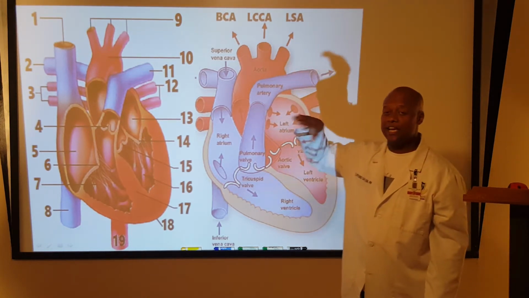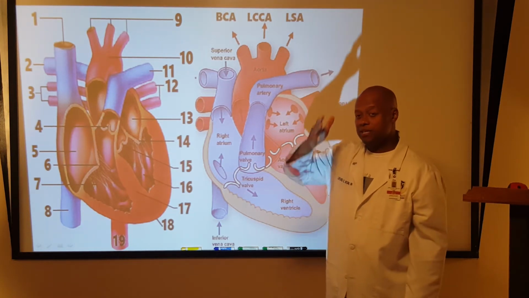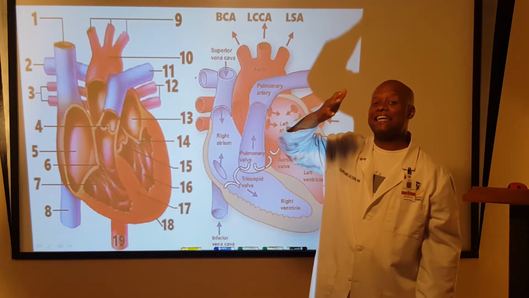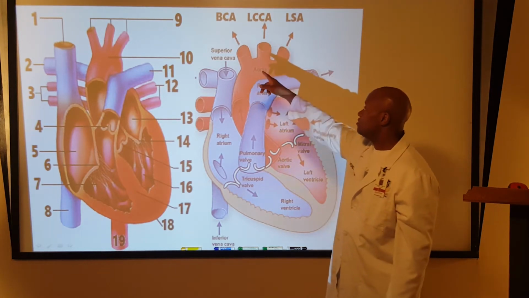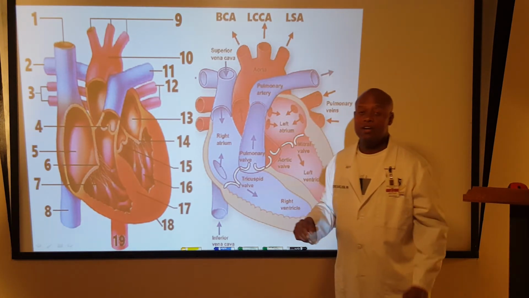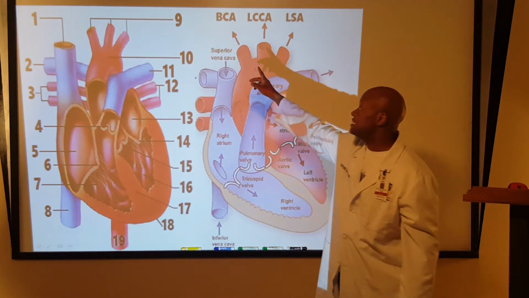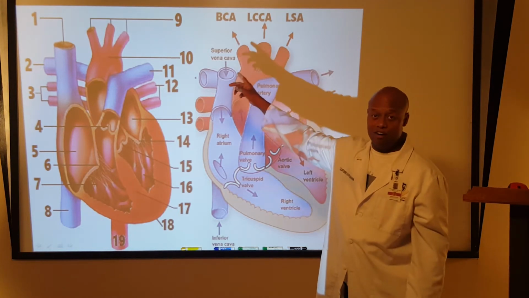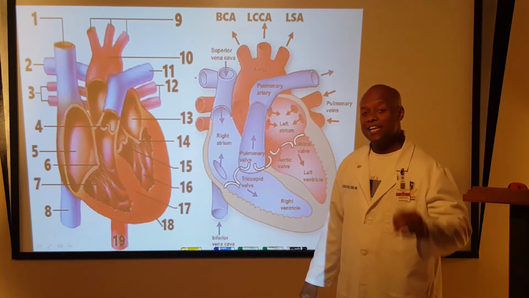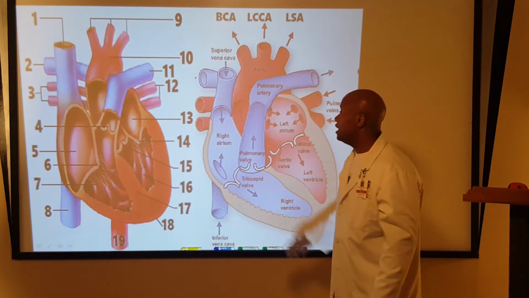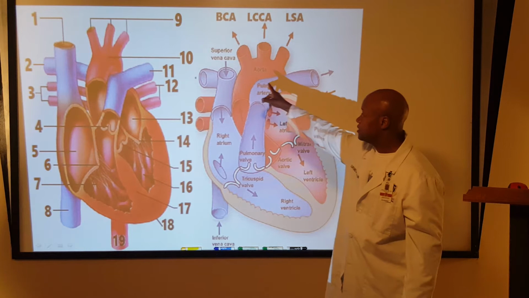Okay. Now, number 9. Number 9's coming off of the aortic arch, right? And that's also a piece of coming off of the ascending aorta, right? But we'll get to that in a minute. So, you got your BCA, LCCA, and the LSA. So, your BCA, your brachiocephalic artery, and your LCCA, your left common carotid artery, and then you also have your LSA, which is your left subclavian artery. Yeah? Okay. And all of those are coming off of your aortic arch. Aortic arch. So, 10. Good.